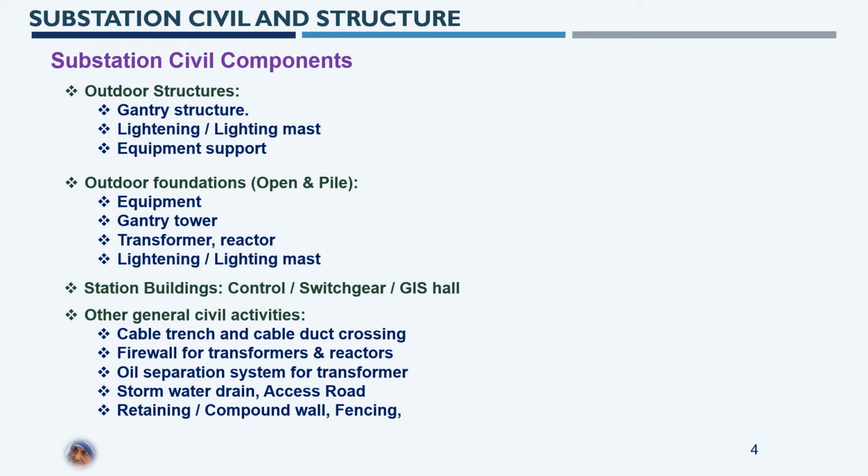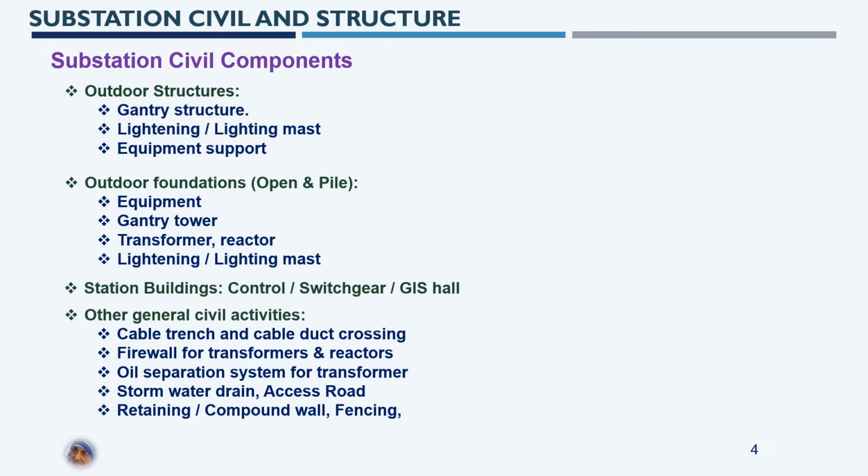Substation civil components widely comprise outdoor structures, outdoor foundations, station buildings, and other general civil activities. Outdoor structures have the components of gantry structure, lighting mast, equipment support. Whereas outdoor foundation, either open or pile foundation, has the components of equipment, gantry tower, transformer, reactor, lighting and lighting mast. Station buildings have the components of control or switchgear buildings and GIS hall. Control and switchgear buildings are applicable for AIS, air insulated switchgear substation, and for gas insulated switchgear substation, GIS hall along with the control room are applicable.